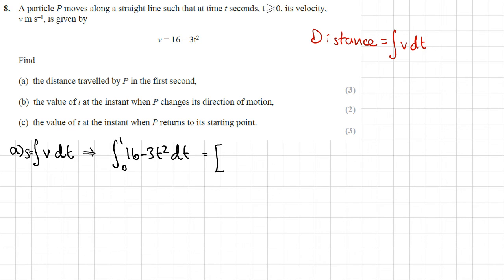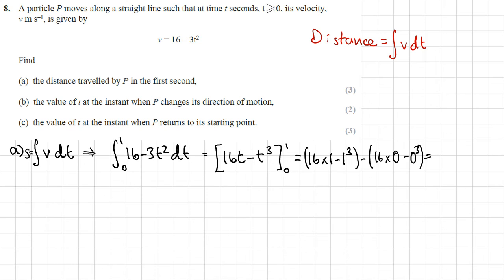Let's integrate, so 16 becomes 16t. Negative 3t², well, you add 1 to the power and divide by the new power. So you'll have 3 divided by 3, and you'll end up with t³, with limits of 0 and 1. We'll substitute those in. So I'll have 16 times 1 minus 1³, minus 16 times 0 minus 0³. Obviously the second bracket is just 0, and then we've just got 16 minus 1, which is 15 SI units, so 15 meters. That's part A.